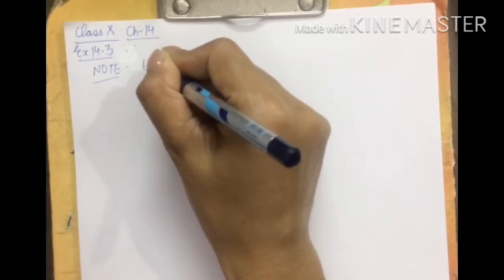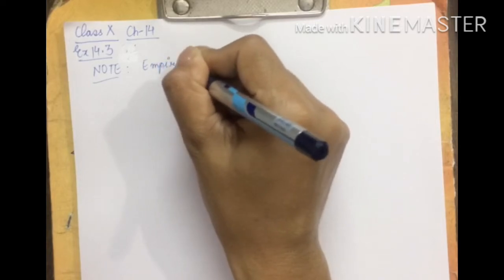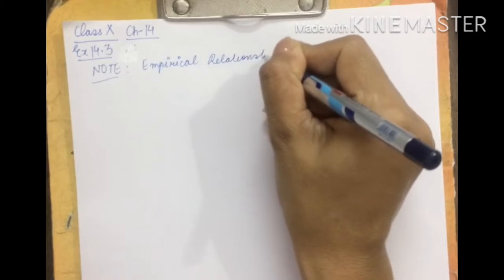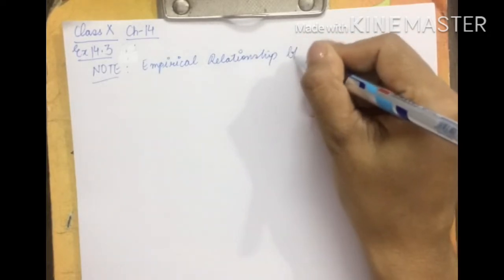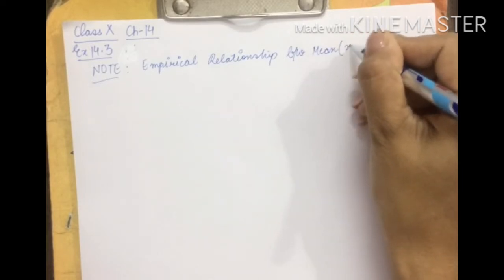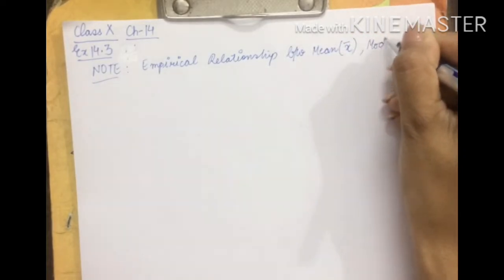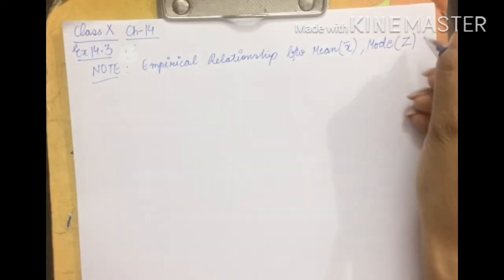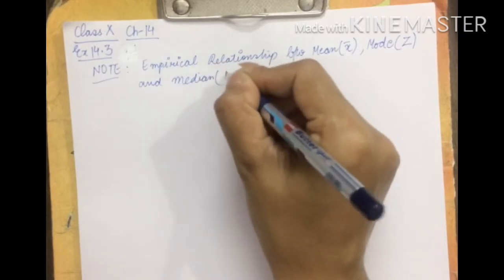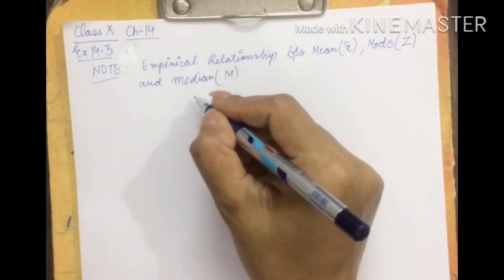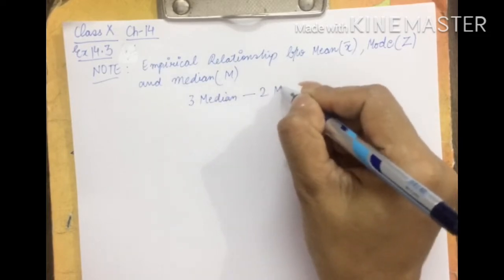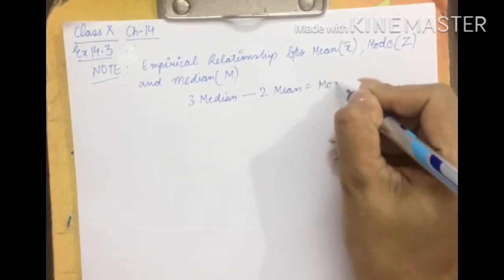This is called the empirical relationship between the three measures of central tendency. So between the mean, represented by x bar, the mode, which is represented by capital Z, and the median, which is represented by capital M. This is given by 3 times the median minus 2 times the mean equals mode.